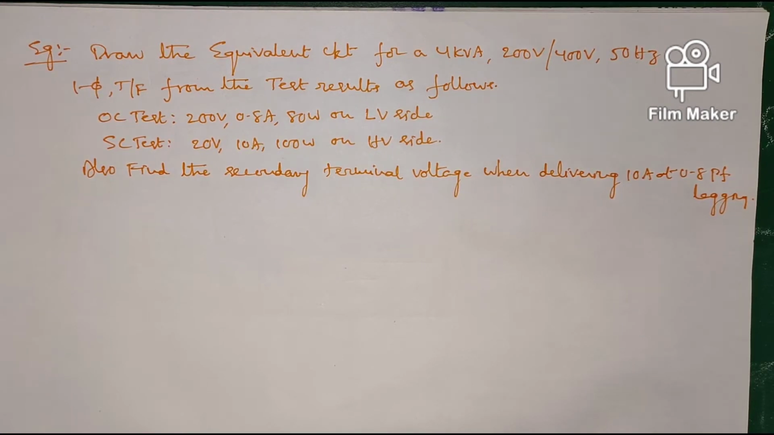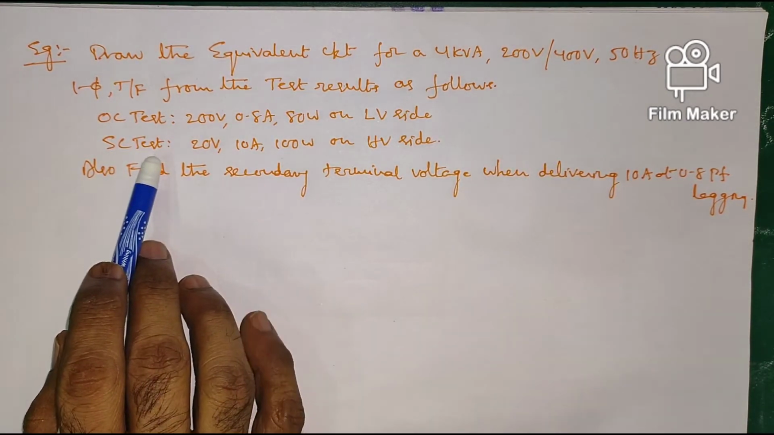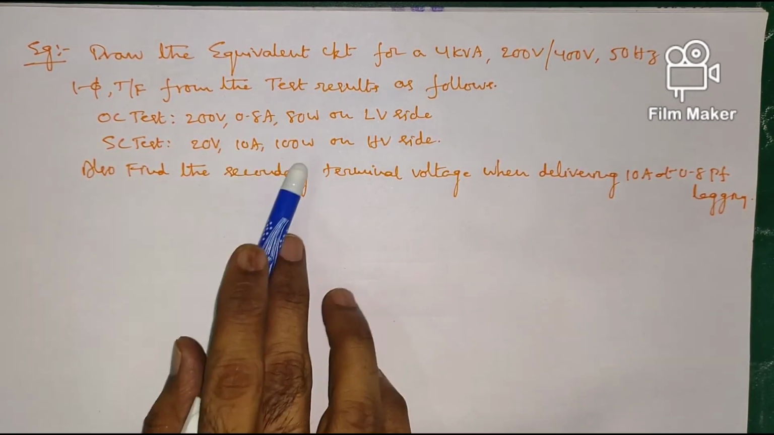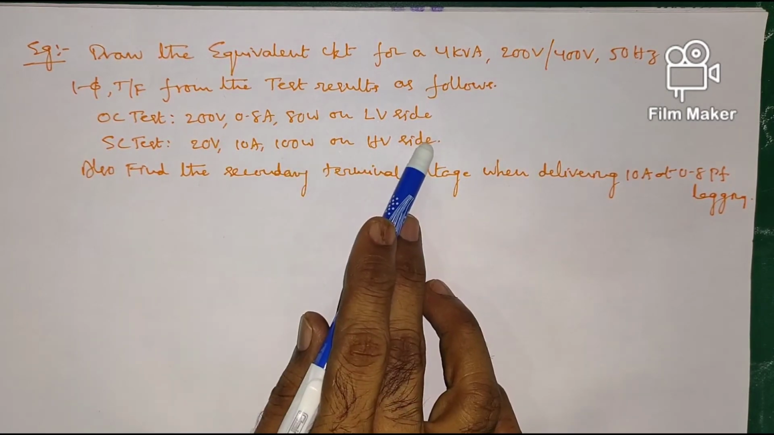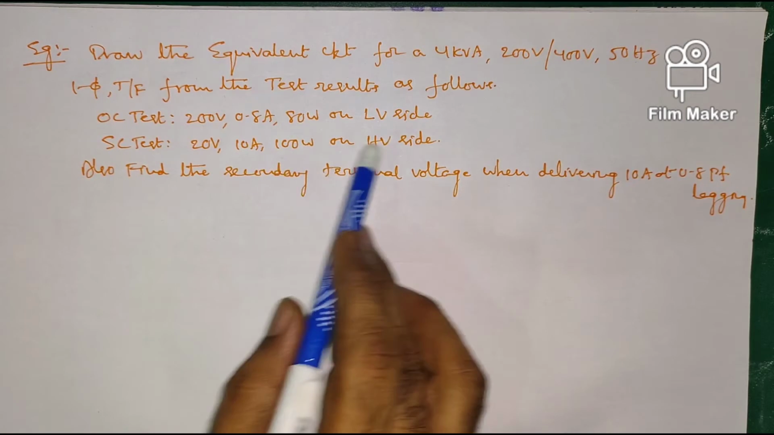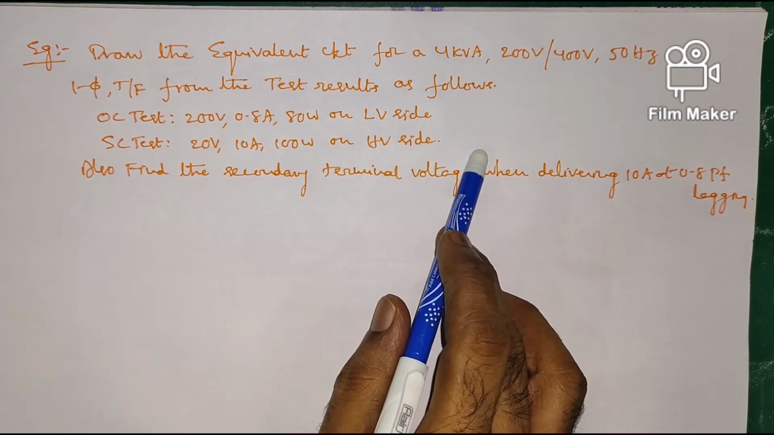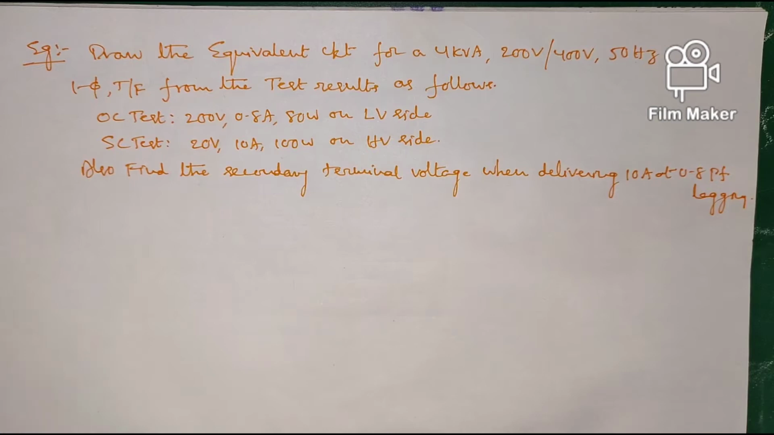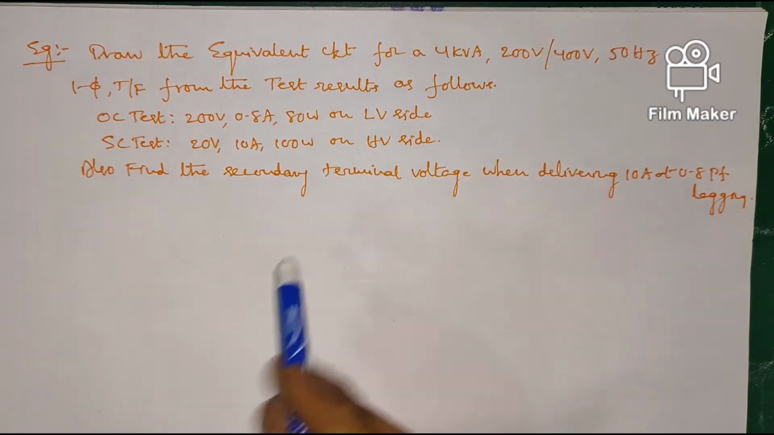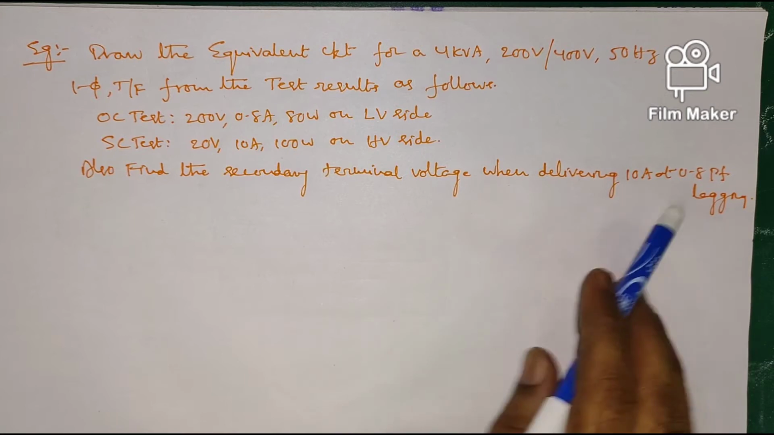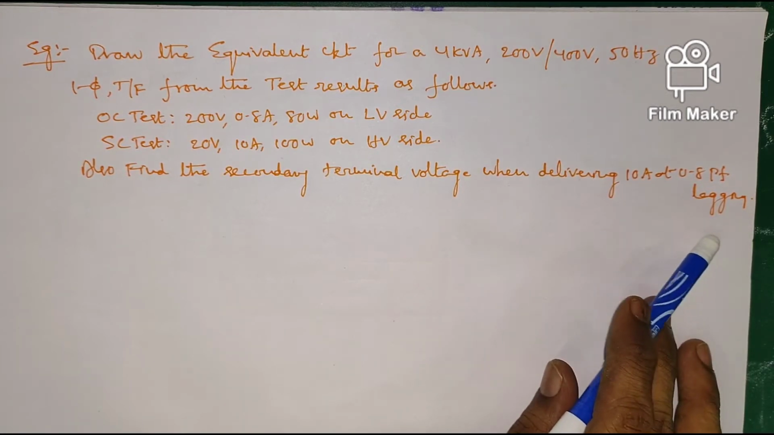First, open circuit test. The test data is 200 volts, 0.8 amperes, 80 watts on the LV side. That means to say that these readings have been taken on the LV side. Similarly, short circuit test. The test data are 20 volts, 10 amperes, 100 watts on HV side. That means to say that these values have been taken on the HV side by short circuiting the LV side. After that, we need to find out the secondary terminal voltage when delivering 10 amperes at 0.8 power factor lagging.